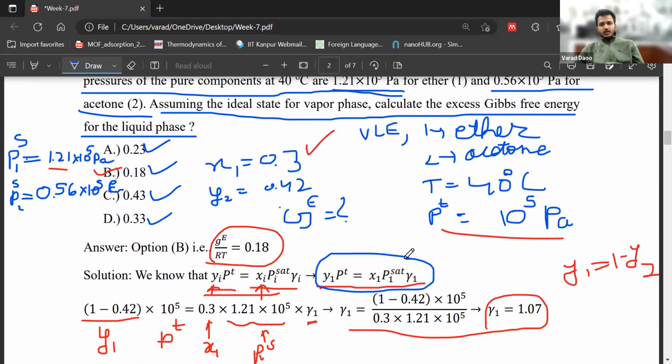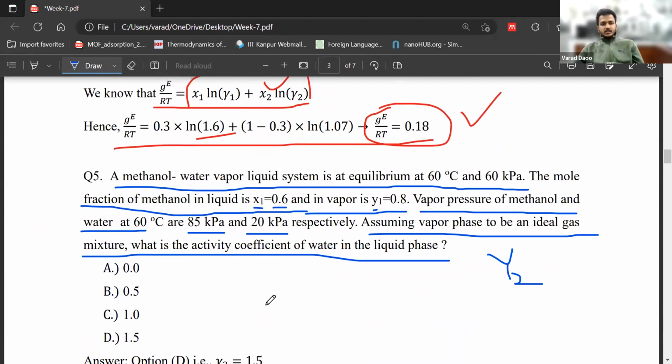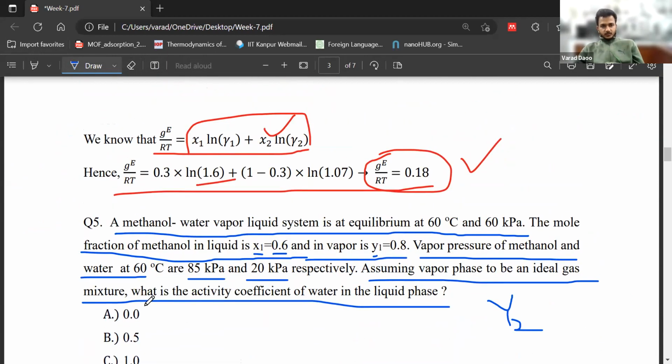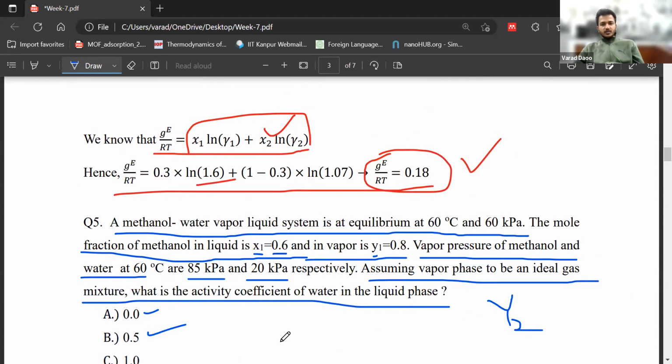So using a similar kind of equation, we will be able to solve this question as well. What we are asked is gamma 2, and the options are option A is 0.0, option B is 0.5, option C is 1, and option D is 1.5. I hope the question is clear to everyone. I'll give a couple of minutes for you to solve.